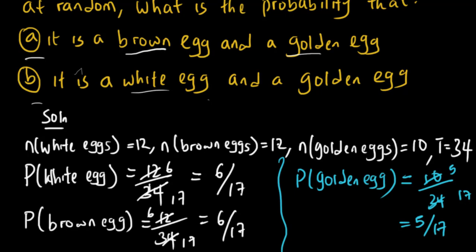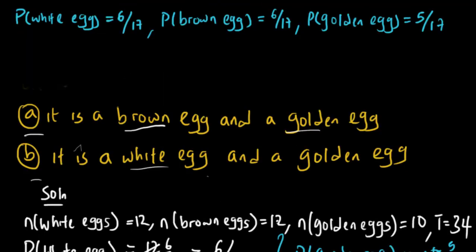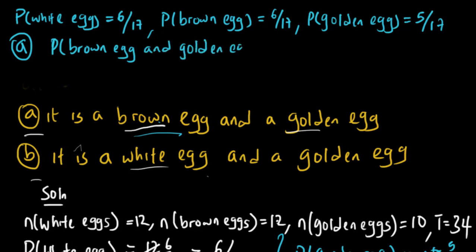Now that we've done this, we can now do A and B. So we got the probability of white egg as 6 over 17, brown egg as 6 over 17, and golden egg as 5 over 17. Now let's do A. What's the probability that it's a brown egg and a golden egg? So the probability of brown egg and golden egg will be equal to brown egg, 6 over 17, multiplied by golden egg, 5 over 17.